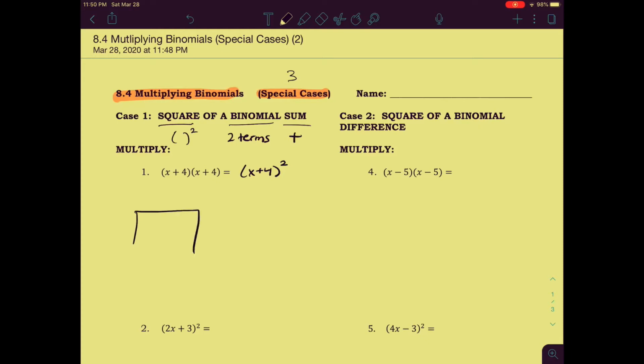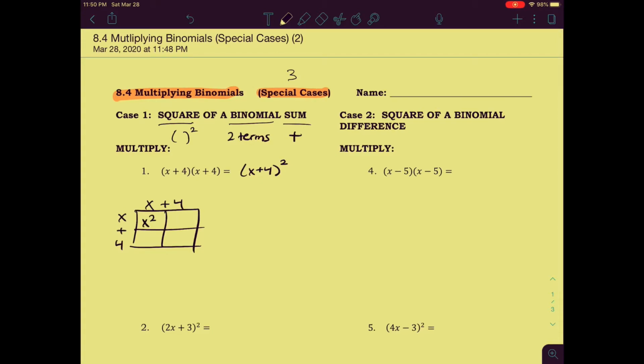And so the way we've been doing this is we've been creating a Punnett Square, where I would put x plus 4 here, and I would put x plus 4 here, and then we would just carefully multiply the terms out. X times x gives me x squared, x times 4 gives me 4x, 4 times x gives me 4x, and then 4 times 4 gives me 16. And then from here, you would just write down the 4 terms inside the Punnett Square.